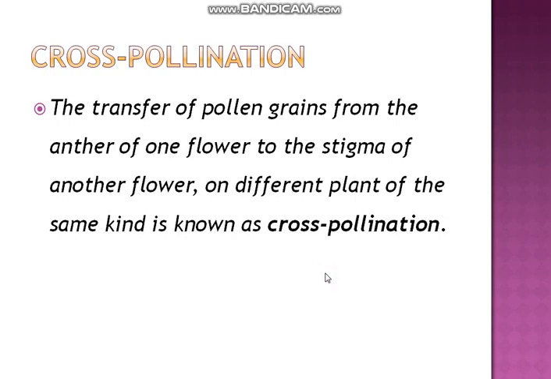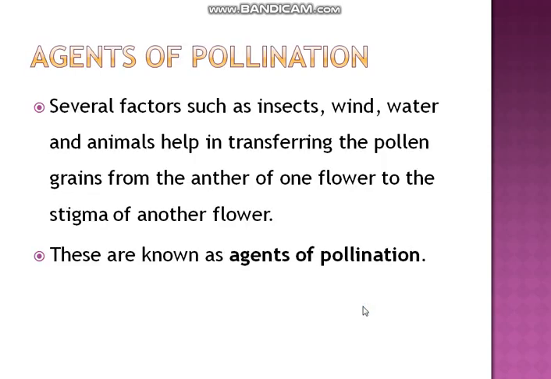And the transfer of pollen grains from the anther of one flower to the stigma of another flower on a different plant of the same kind is known as cross-pollination. Then pollination is of two kinds: self-pollination and cross-pollination.